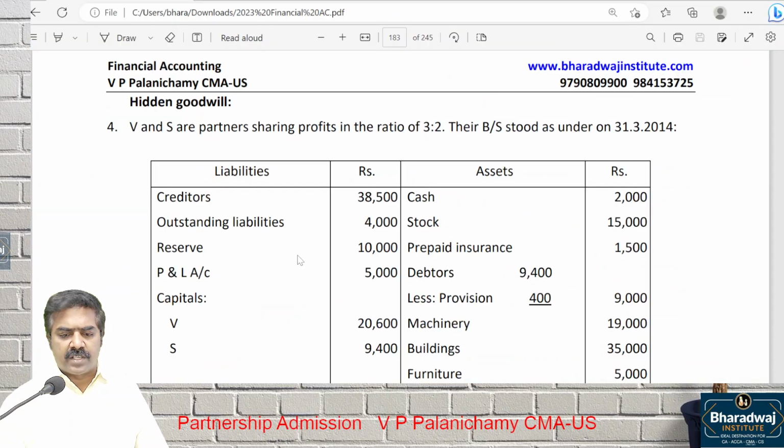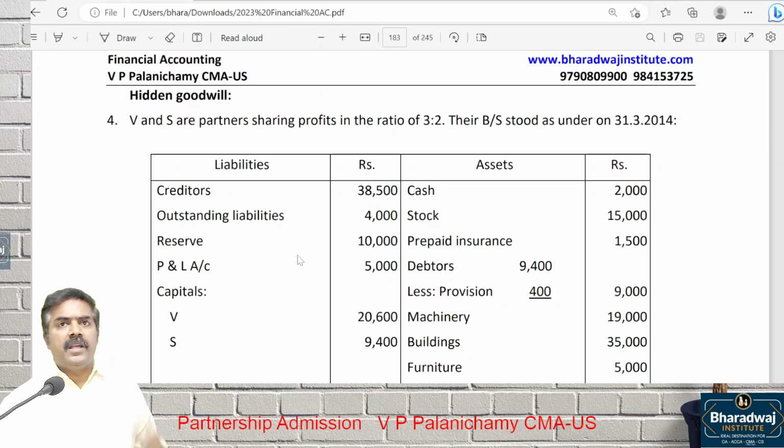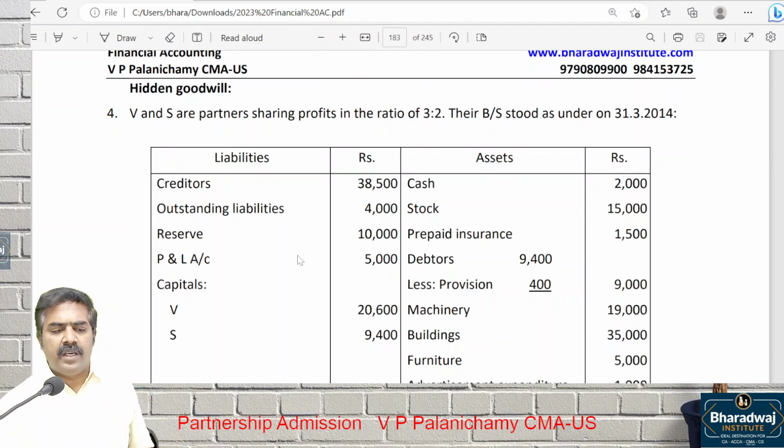With which question we stopped in the last class? Question number 3. Please go to question number 4. Who are the partners? V and S are partners sharing profit and loss in which ratio? 3:2 ratio.